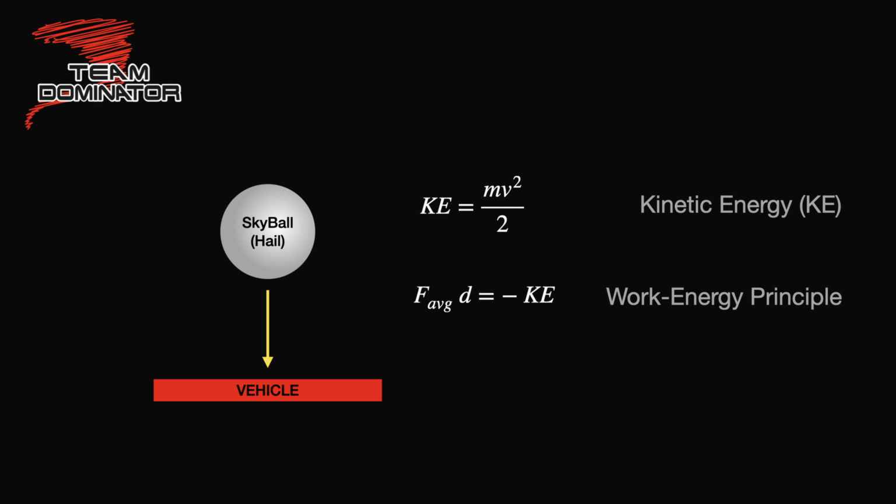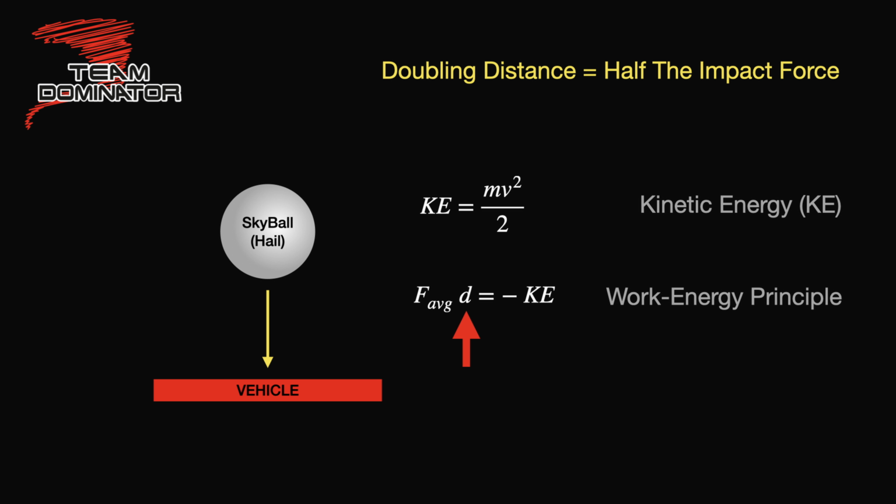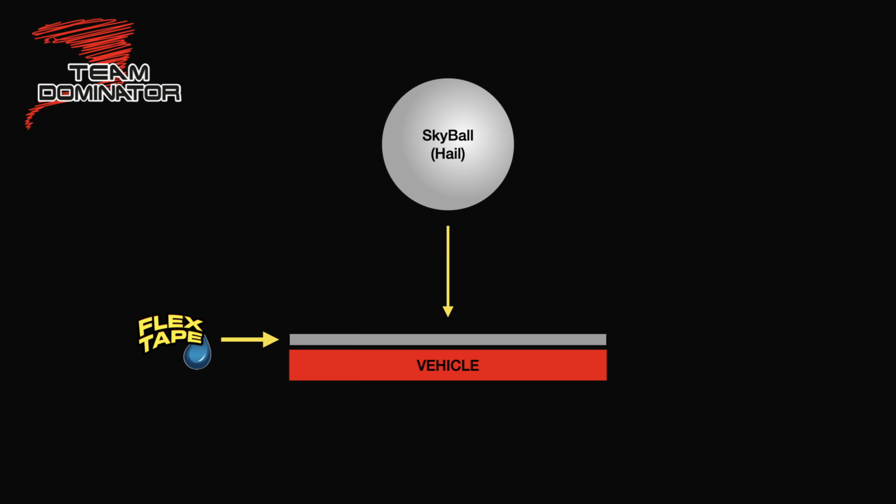At impact, the work energy principle tells us that the average force times the distance travelled after impact is equal to the kinetic energy. We don't have control over the size or speed of the hailstone, but we do have control of the distance after impact. Work energy principle formula tells us that if we double the distance, we can halve the impact force. Let's see what happens if we add some flex tape.